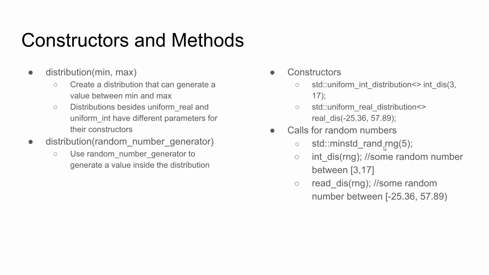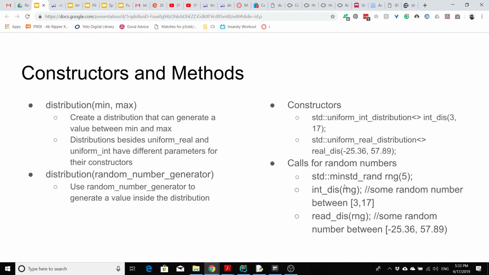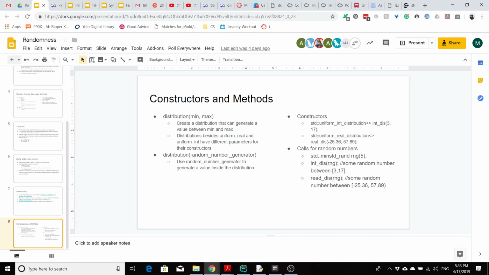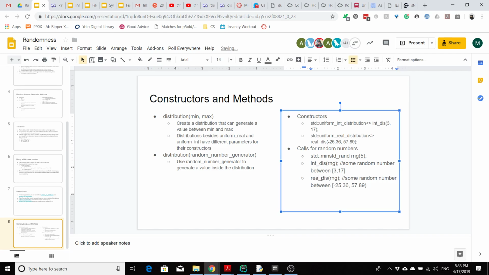Here I could create some random number generator that I've seeded with the value 5. If I use the int distribution, this variable up here, and pass in the random number generator, I'm going to get some value between 3 and 17. I don't know what, but some value. If I pass that random number generator to my real distribution, I'm going to get a value between negative 25.36 and 57.89, but not including 57.89.